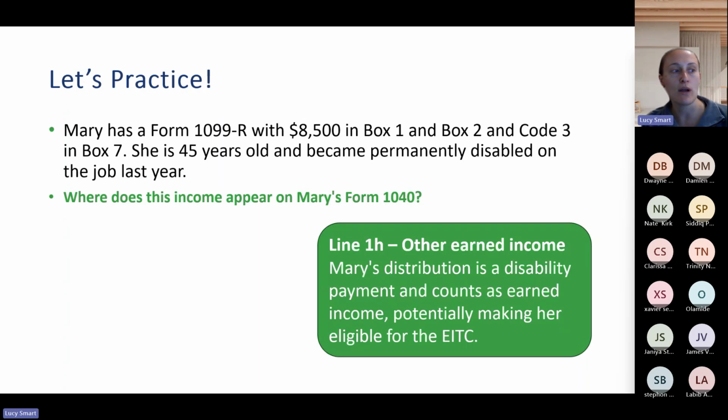And remember, this is important because the earned income credit can be a really big part of your refund, which is a really big part of someone's income for the year. So we want to make sure that anyone who is eligible for it gets everything that they're eligible for. So when we see a code 3 in box 7 on a 1099-R, we remember disability and we check off that box.